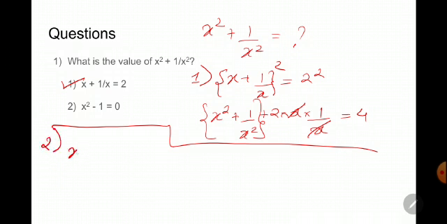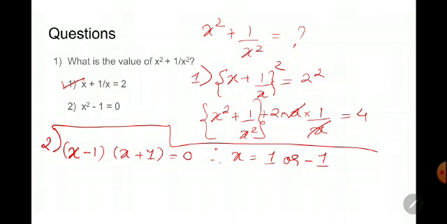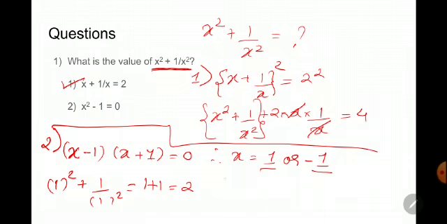Expanding equation 2, we get x minus 1 into x plus 1 is equal to 0. Therefore x could be 1 or minus 1. Now it would be tempting to say that we can't get to the actual solution because we are getting two different numbers. However, let's solve this a little bit further. The question is asking what is the value of x square plus 1 by x square. Let's substitute the values of x. We get 1 square plus 1 by 1 square, which is equal to 1 plus 1, that is 2.